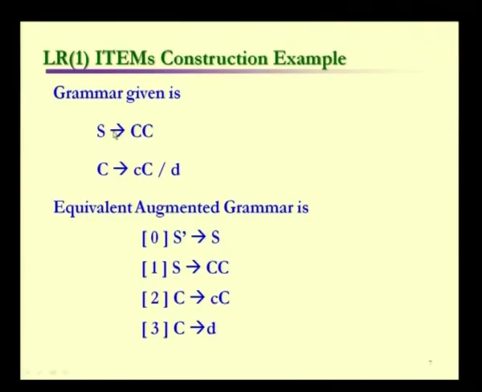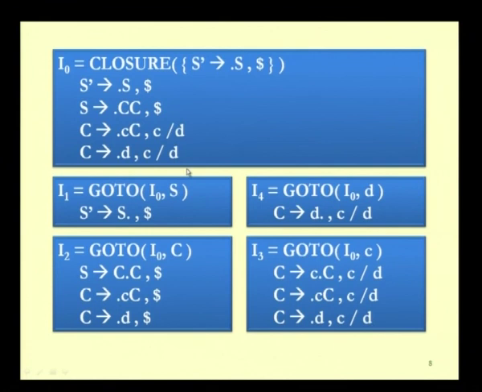First, we have taken a familiar grammar: S derives CC, C derives small c followed by capital C, or D. The very first step is to construct the augmented grammar. The augmented grammar is obtained by introducing an additional production, S dash derives S, and then we construct the various LR of 1 items. We start with S dash derives dot S comma dollar, where dollar is a terminal denoting the end of the string.